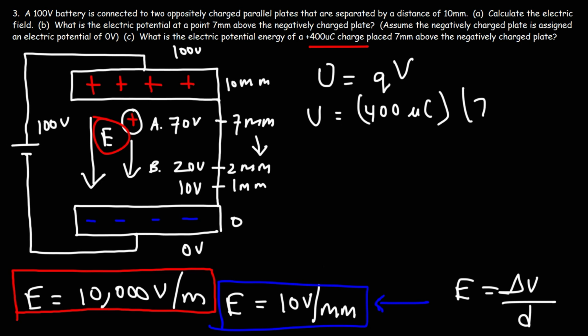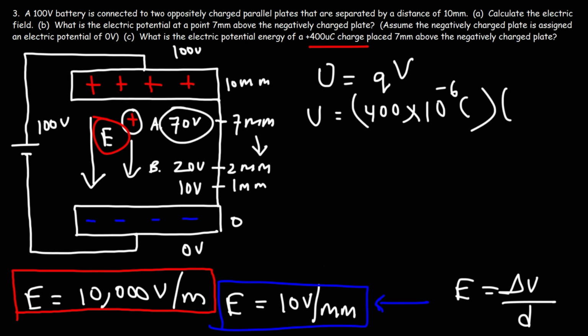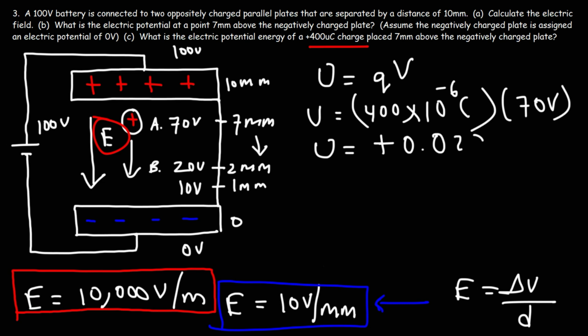Let's convert microcoulombs to coulombs. So this should be 400 times 10 to negative 6 coulombs. And then we'll multiply that by 70 volts. So the electric potential energy is going to be positive 0.028 joules. So that's how we can use that formula to calculate the electric potential energy.